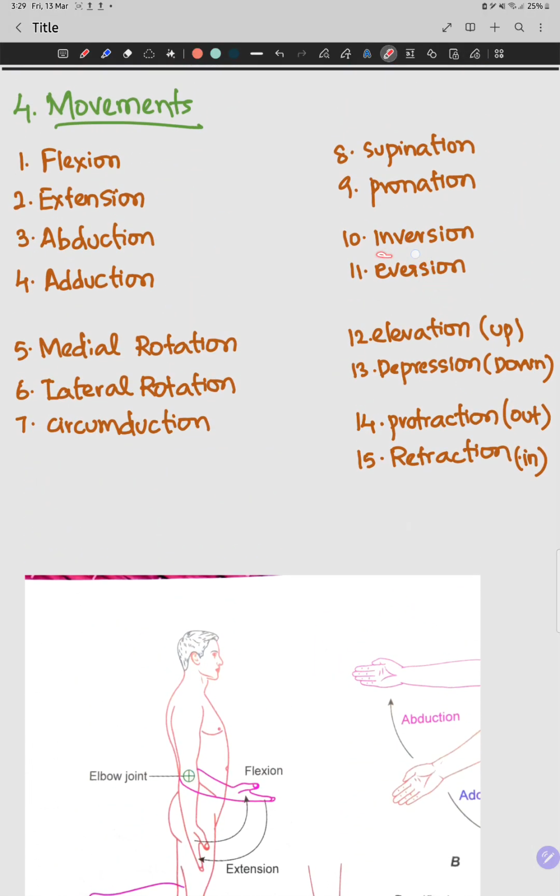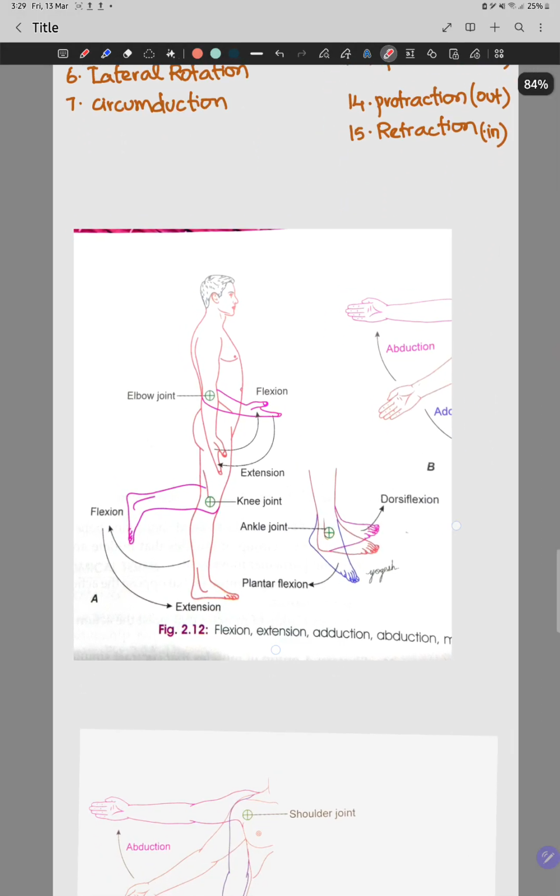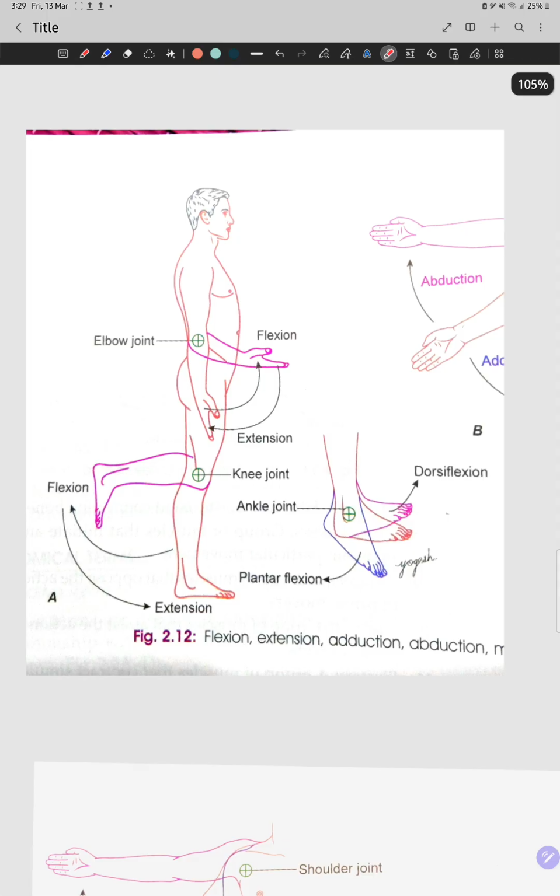Okay. Next, inversion, eversion. In means towards, inside. I will show you the diagrams. Ex means outward. Remember this up to that. Elevation upwards, depression down, protraction, retraction. I will show you everything in the diagrams. First, coming to flexion and extension, abduction and adduction of the lower limb.